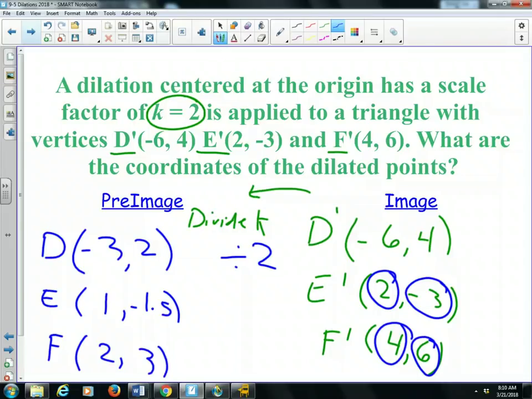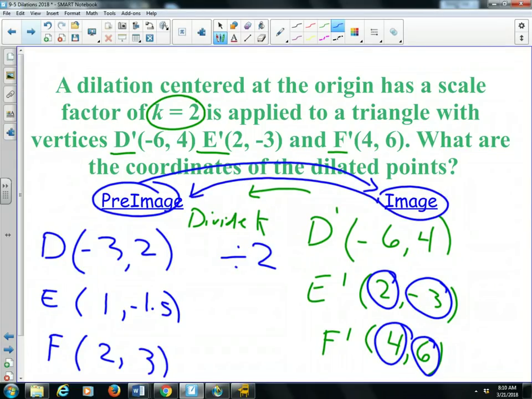So if I have the preimage, I'm going to multiply by the scale factor to get to my image. If I have my image, I'm going to divide by the scale factor to get to my preimage. I hope I said that right. Let me say it one more time. If I have the preimage, I multiply by the scale factor to get to my image. If I have the image, I'm going to divide by the scale factor to get to my preimage.